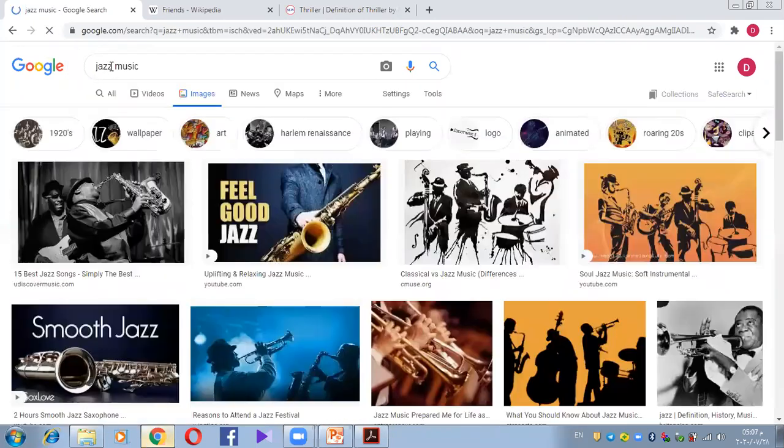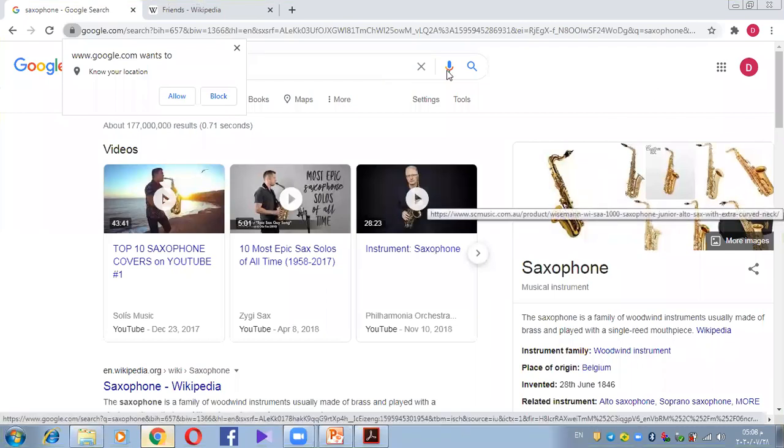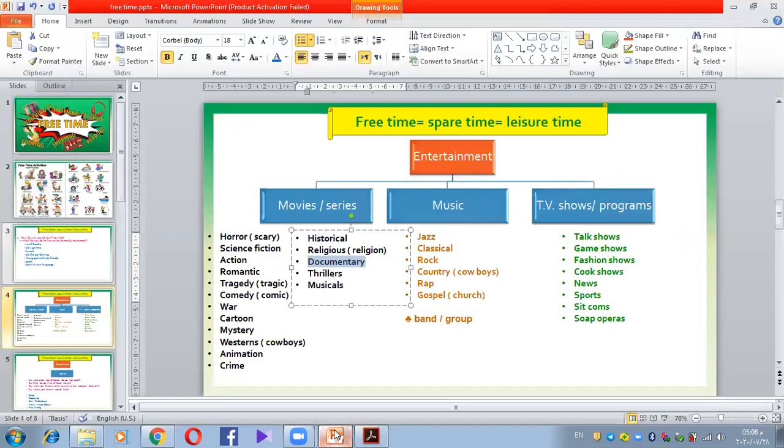Jazz music is very famous for using this tool. The tool that they use is called the saxophone. Okay, this is one of the most famous tools that they use in jazz music. And it's very famous among Afro-American people who are black.